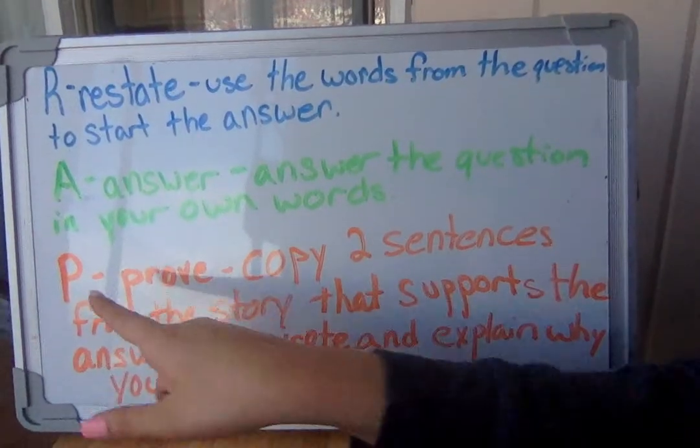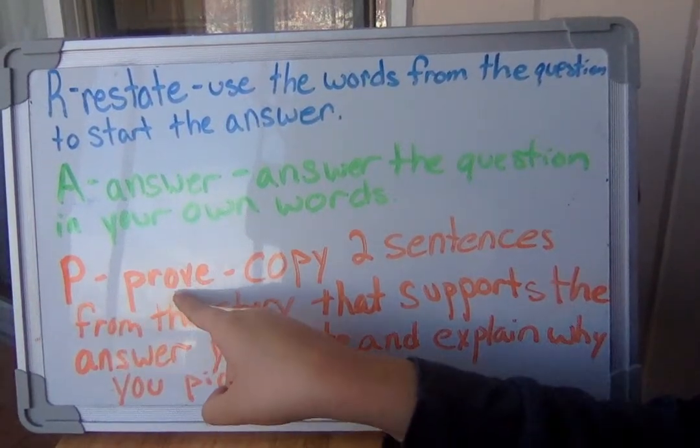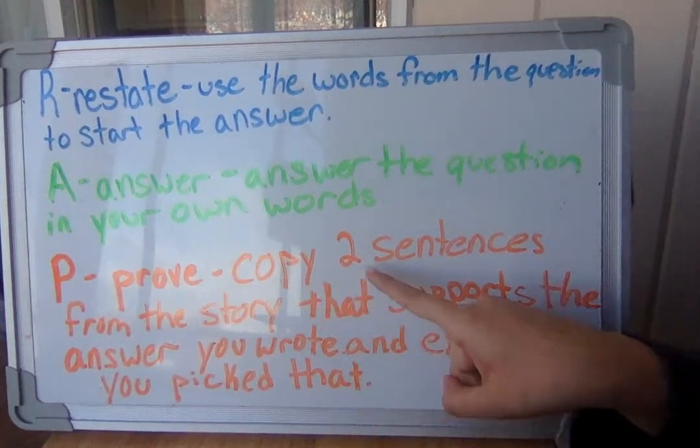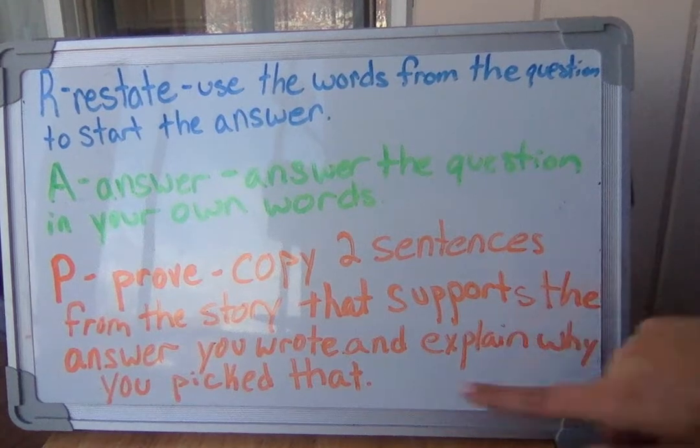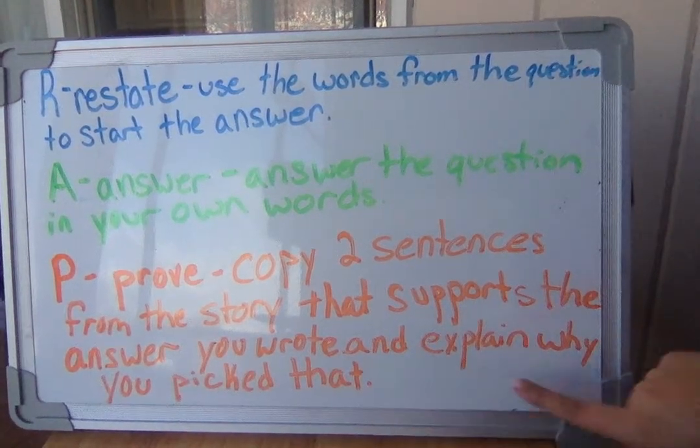And then the really hard one is P, prove. Prove is copying two sentences from the story that support the answer you wrote and explain why you picked that. So that means you copy two examples from the story that made you think of that answer. What made you think that? How did you get your answer? What happened in the story that made you think, oh, I know what it is? Those are the two sentences that you have to copy.